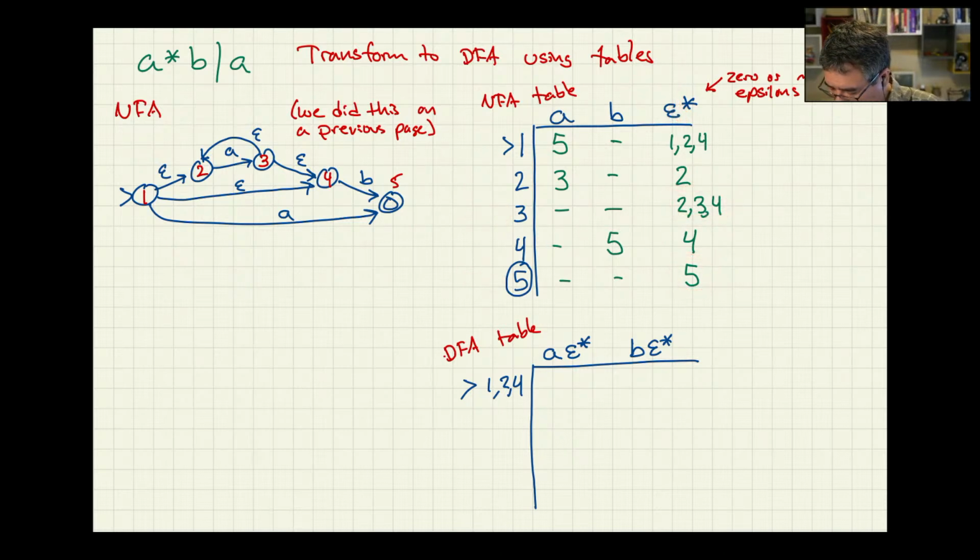Okay, let me do that again. So we're here at 1, 2, and 4. We're now following an A. So we look into the A column. We see 5 and 3 and a dash, right? Combine those together. That gives us 5 and 3. So now look at the 3 and 5 rows. And now we're following the epsilon star. So we come all the way over to that column and combine what we see there.